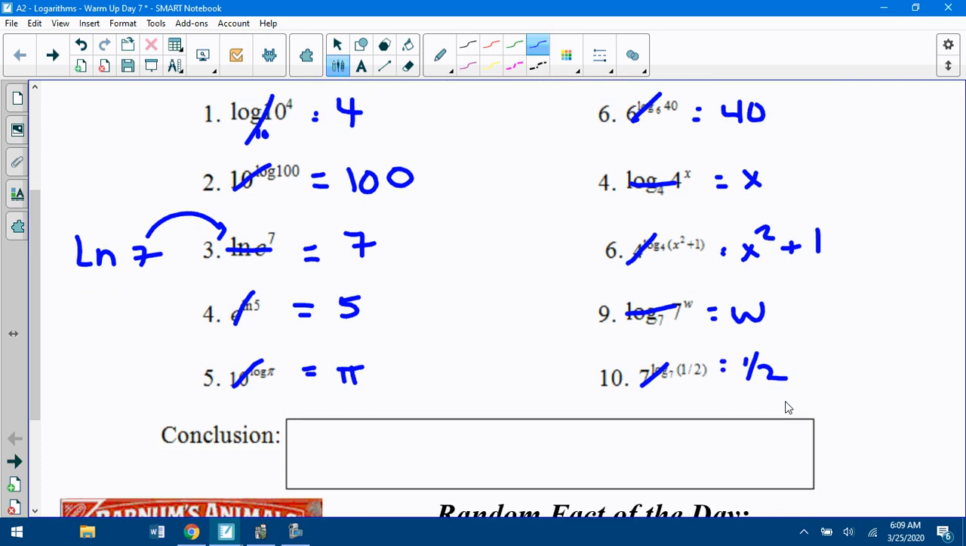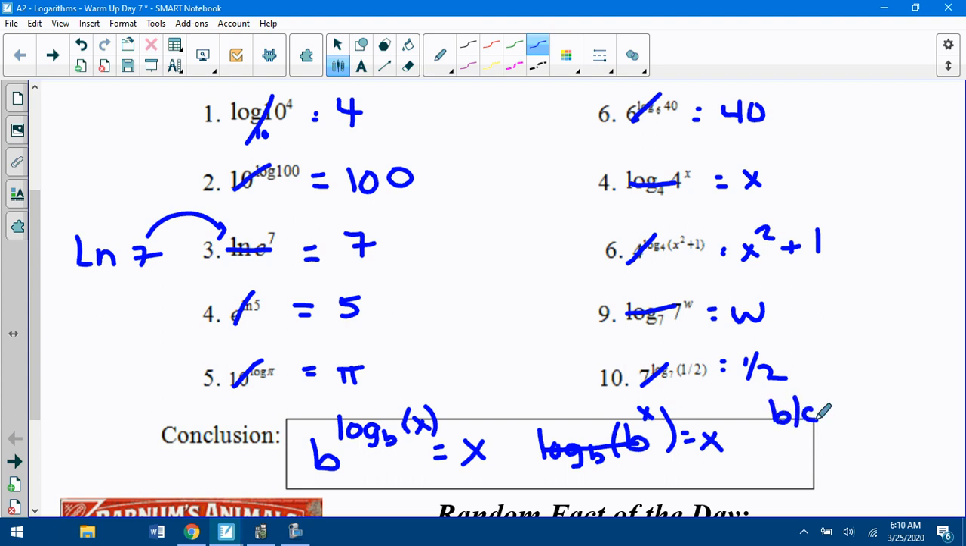So this is just reminding you of that whole idea of the inverse operation. If you have b raised to the log base b of anything, x, you're just going to get x. And if you have log base b of b raised to the x, you're just going to get x. And that whole idea goes back to the fact that logs and exponentials are inverses.